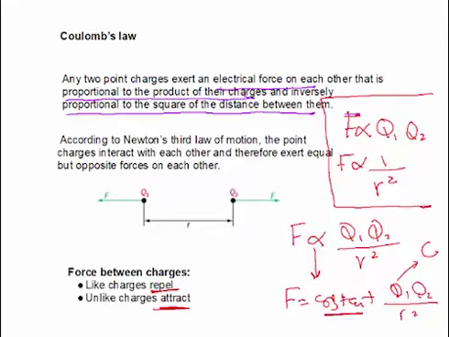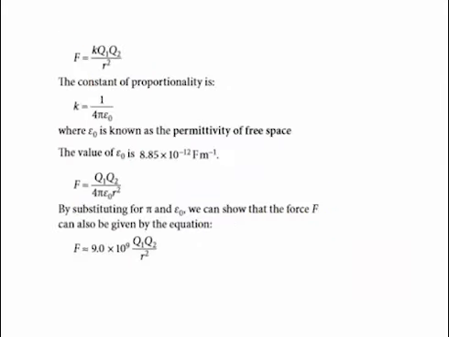Let's see what this constant means. This constant is K, which is equal to 1 over 4 pi epsilon naught, where epsilon naught is the permittivity of free space. Here we are considering that there is free space between both charges.